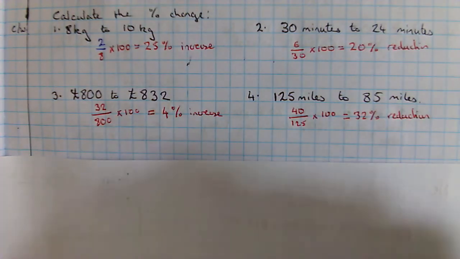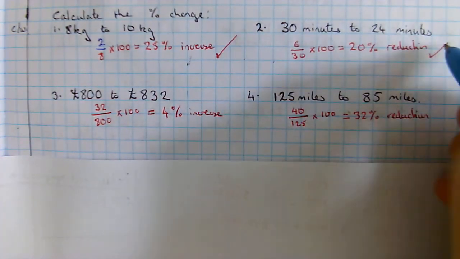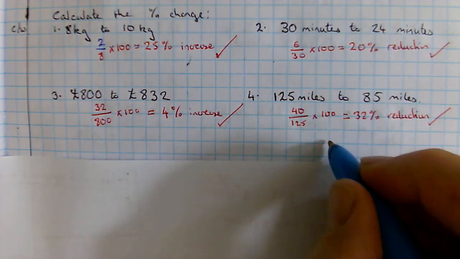Okay, so here are your 4 solutions. For the first one, 25% increase, second one, 20% reduction, 4% increase, and a 32% reduction. Give yourself a mark out of 4.